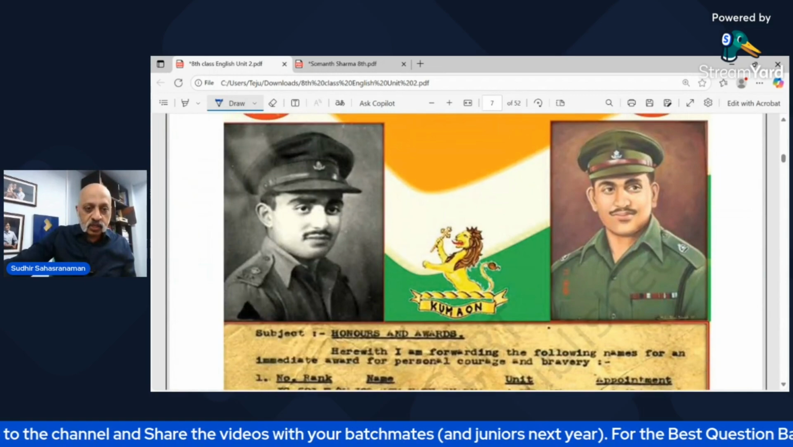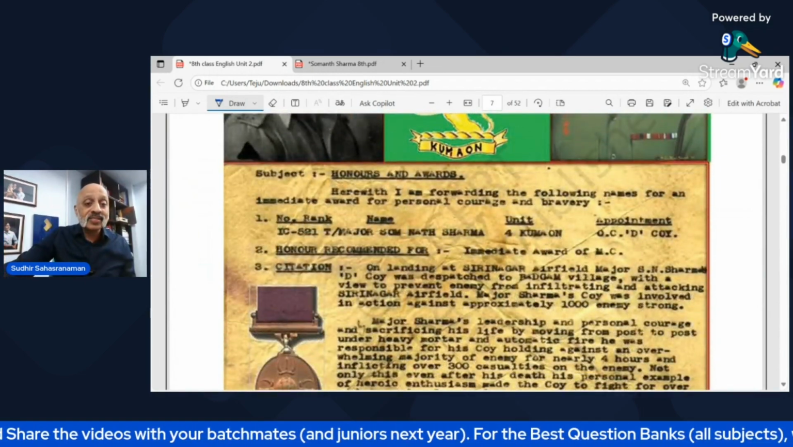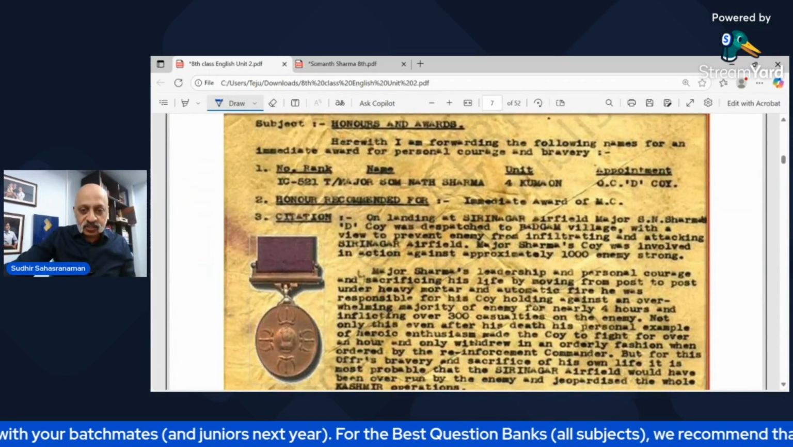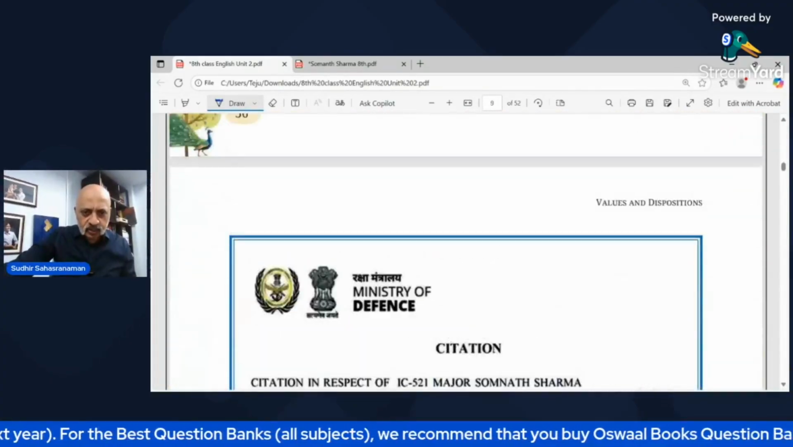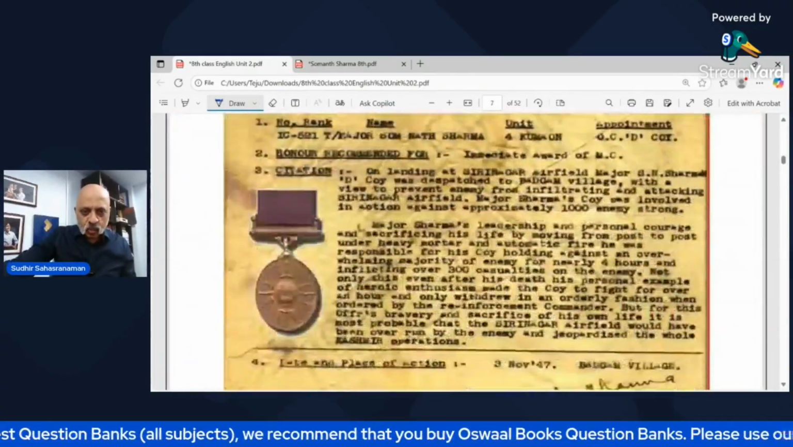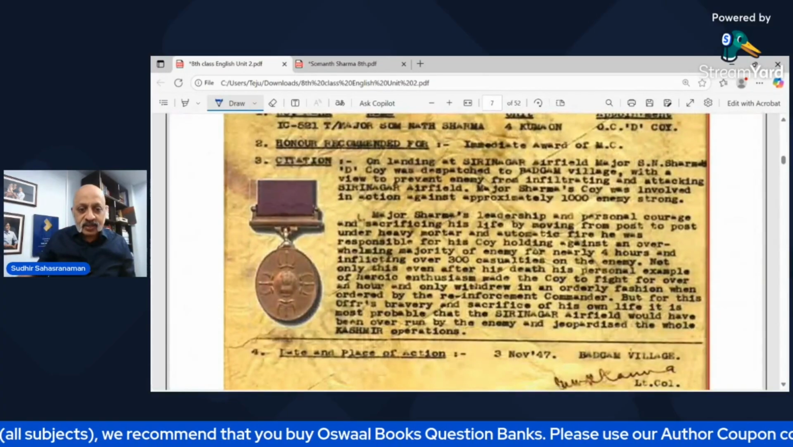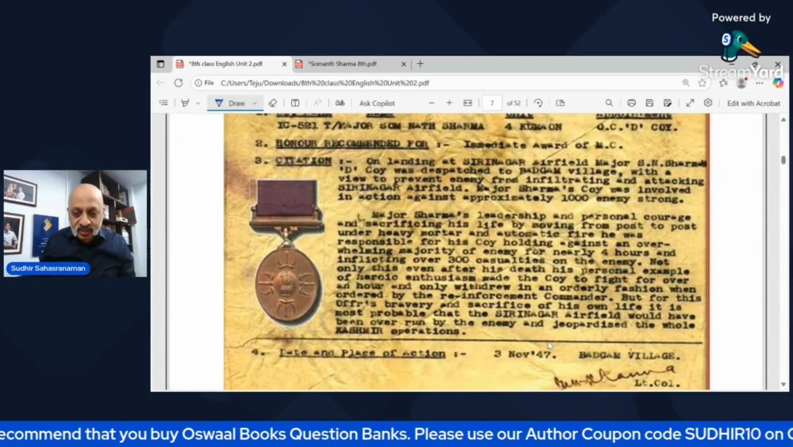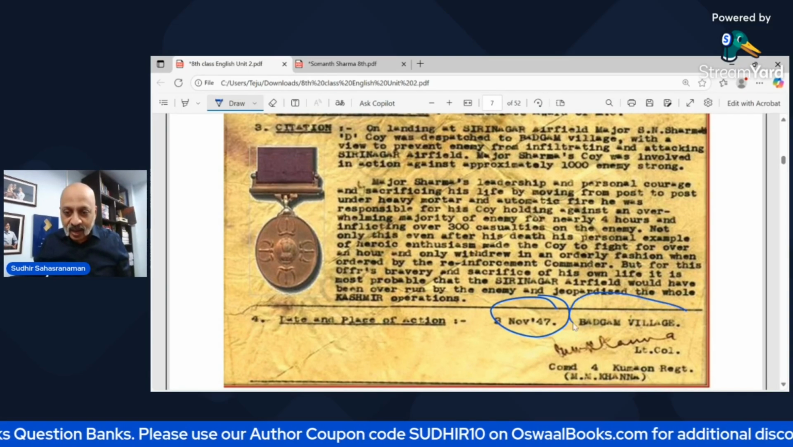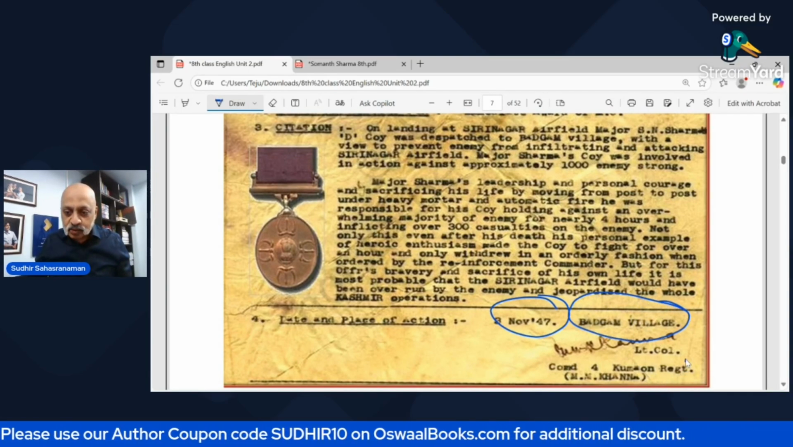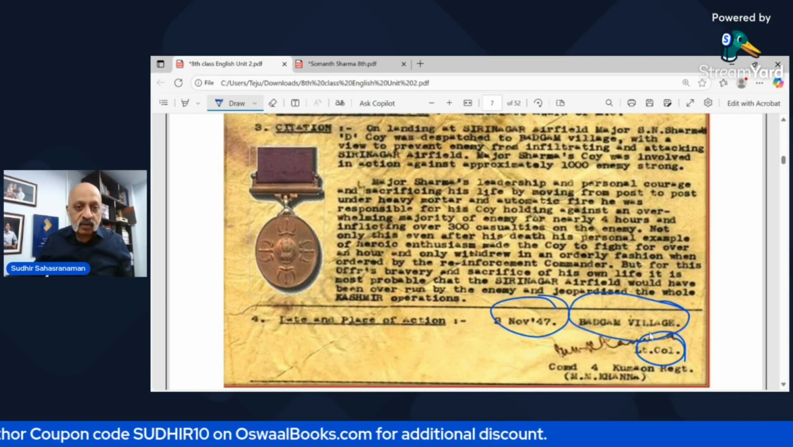Now, this is Major Somnath Sharma, and this is what the citation said, that on landing at Srinagar. Okay, this is the citation. So this is the original citation, the way it has been written. The date and place of action was the 3rd of November 1947. Please remember this. It happened in Badgam village, and this has been signed by the Lieutenant Colonel.